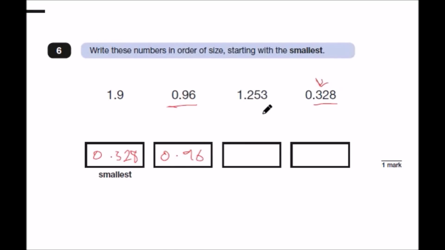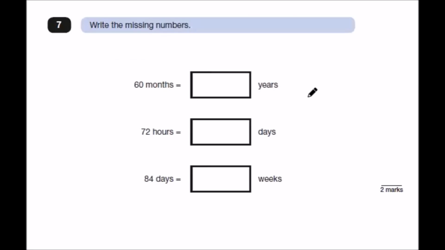Good. Now we look at, again, the remaining ones. They're both 1s, that's fine. But this is 1.2, and this is 1.9. So the 1.2 figure is the next smallest, meaning 1.9 is the largest. Cool. All right, easy. Moving on.